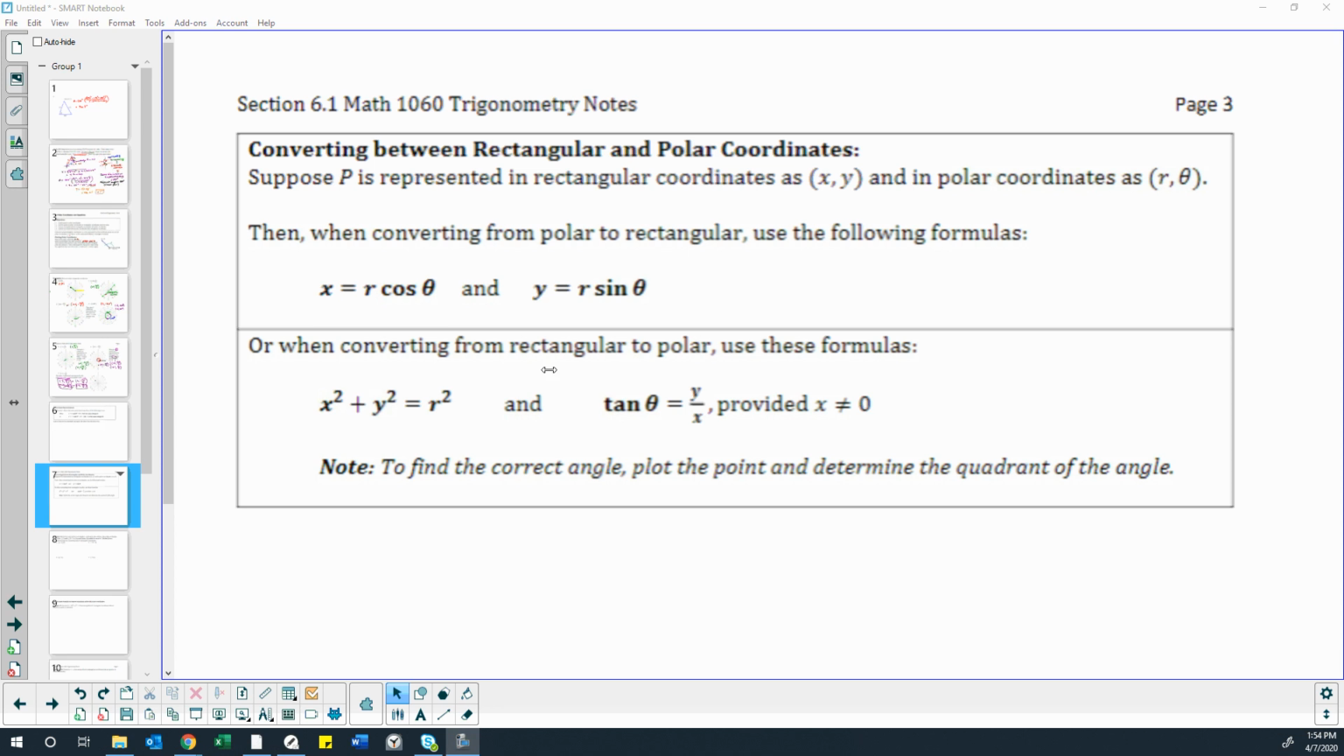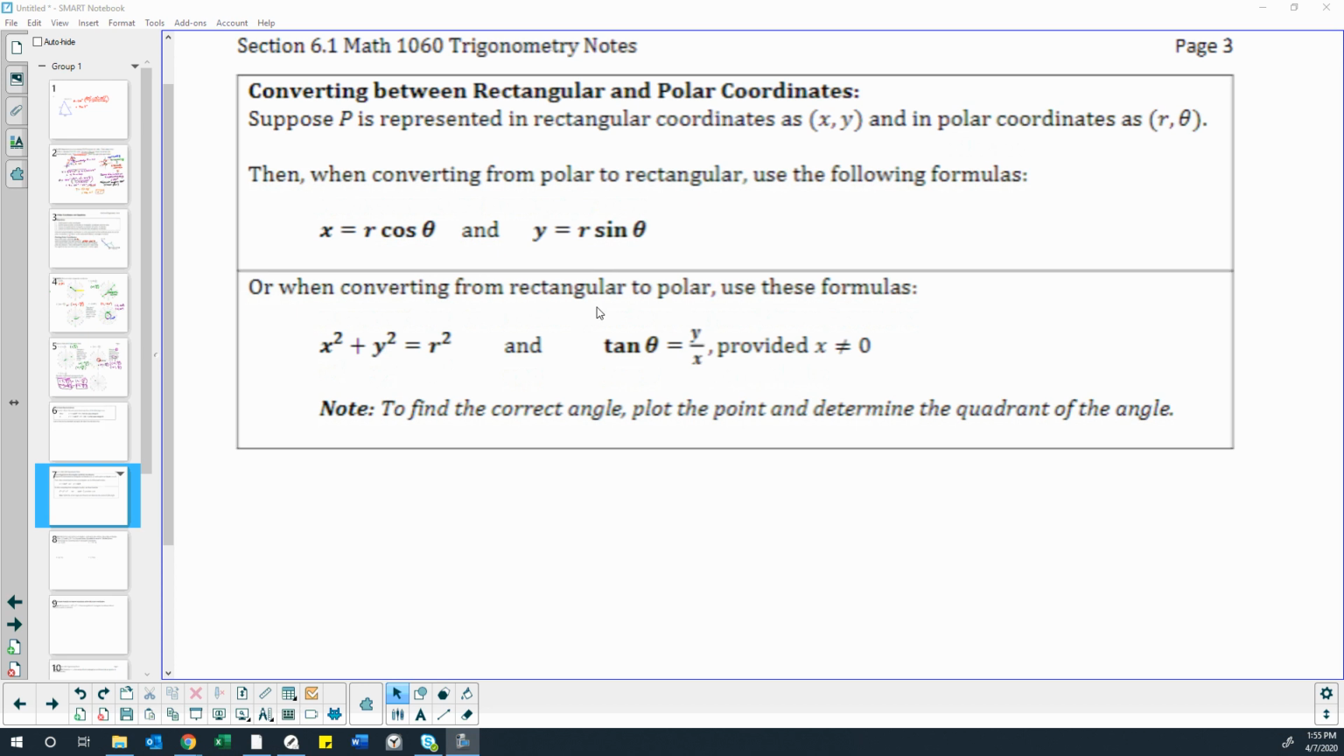All right, next we are converting between rectangular and polar coordinates. We can change coordinates from polar to rectangular by plugging in x. Wait, okay, so we're changing to rectangular. Anytime we have an r cosine theta, we can replace that with x, and anytime we have an r sine theta, we can replace that with y.